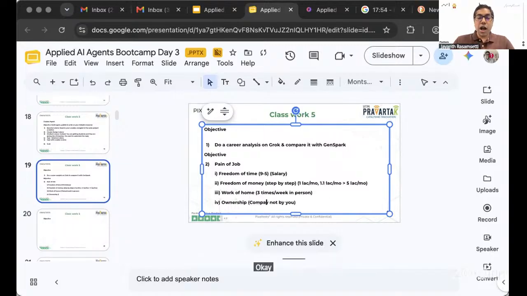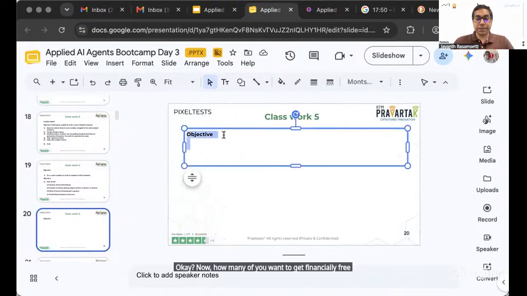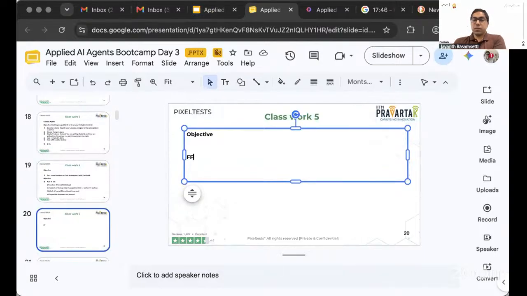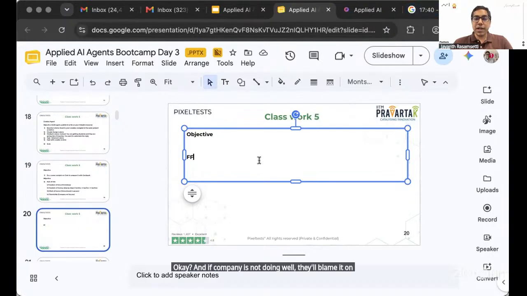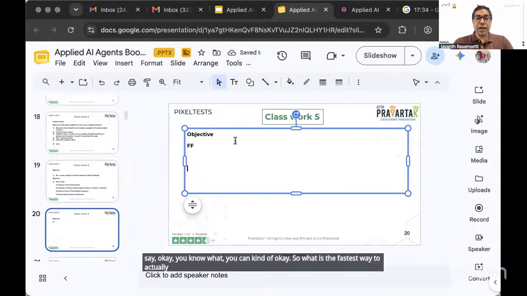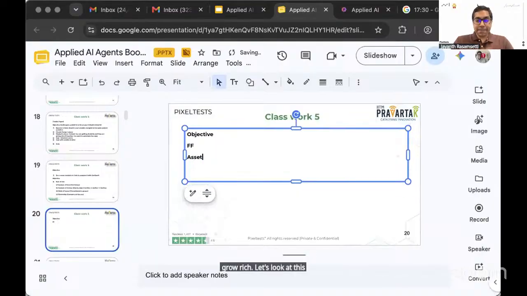Okay. Now, how many of you want to get financially free? Type FF in the chat box. Financial freedom. And if the company is not doing well, they'll blame it on the market and say, okay, you know what, you can go. So what is the fastest way to actually grow rich? Let's look at this. Now, asset.